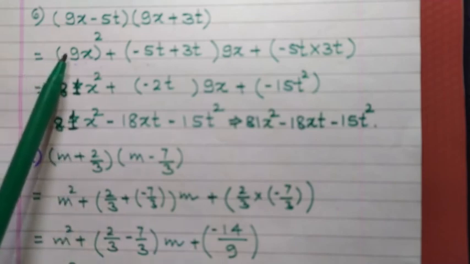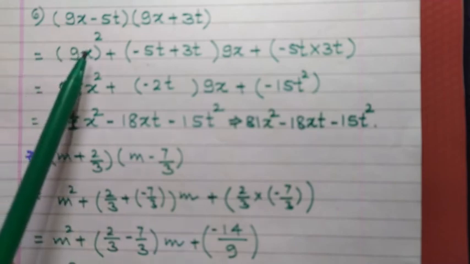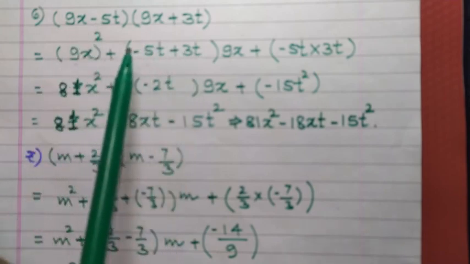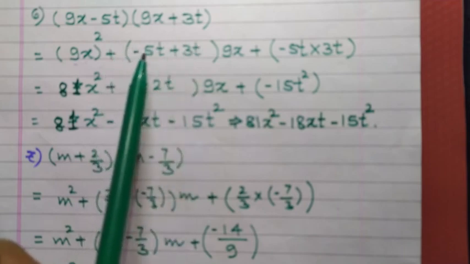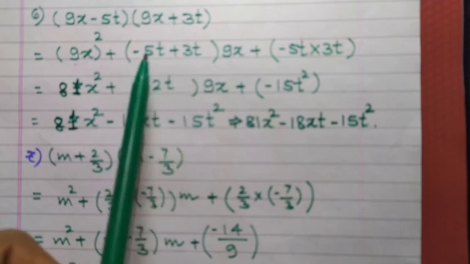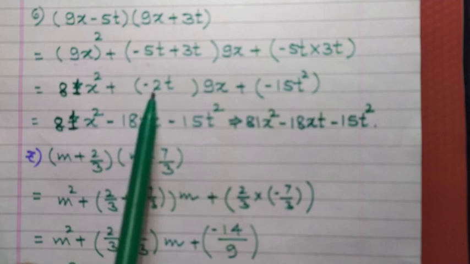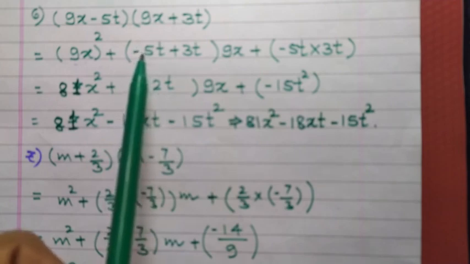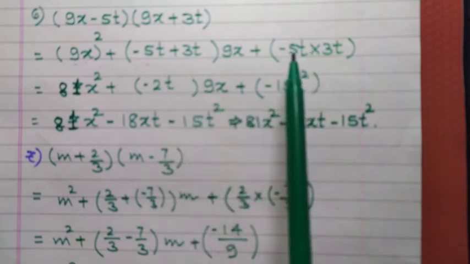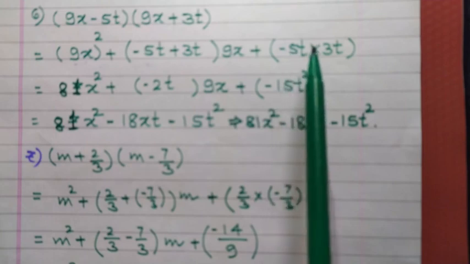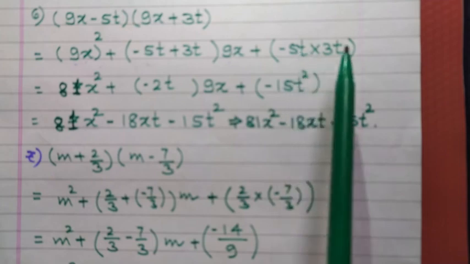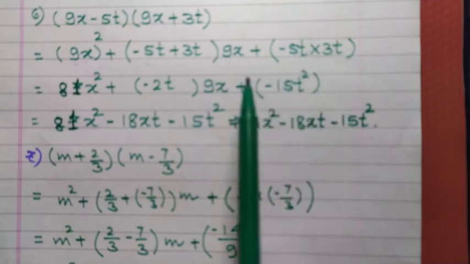What is the square of 9? It is 81. Square of x, x square. Here these two terms are different terms, so it will be a subtraction between 5t and 3t. 3t will be subtracted from 5t. Your answer will be minus 2t. Why minus 2t? Because the larger term is 5t, which is minus, into x. Here, first of all, multiply coefficients. Minus 5 into 3, 5 3s are 15. So it will be minus 15. t into t, t square.